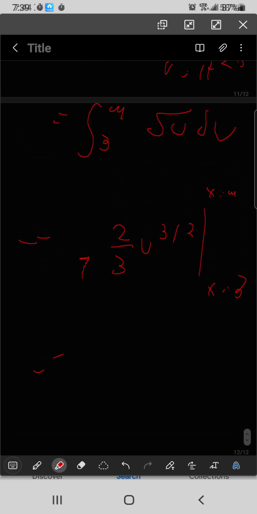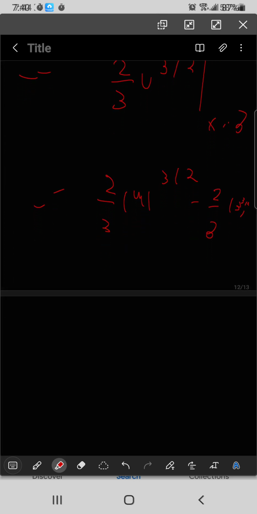Oh my gosh, one second. Wait, what? Let me just erase this. So we have 2 thirds times 4 to the power of 3 halves minus 2 thirds times 3 to the 3 halves. Okay.